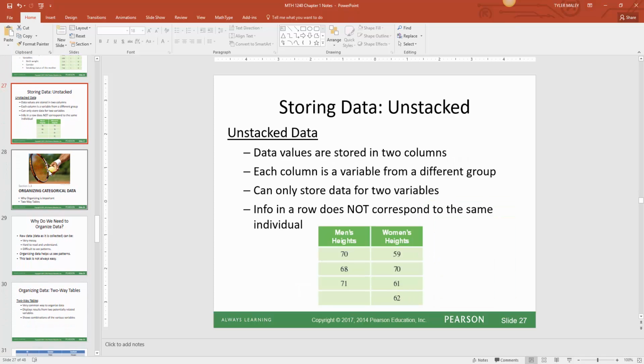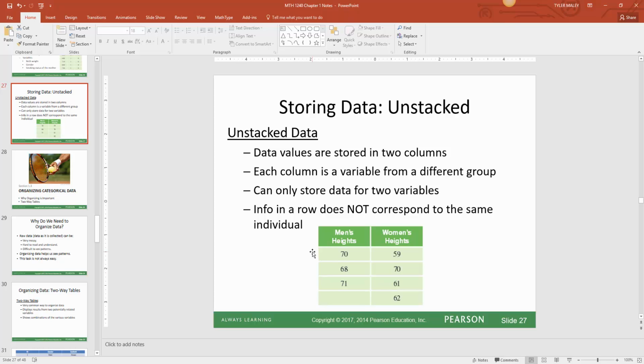And then the next slide is talking about unstacked data. So here my data values are stored in 2 columns, and each column is a variable from a different group. We have men's height and women's height as our example. So we can only store data for two variables then. We can't have multiple.